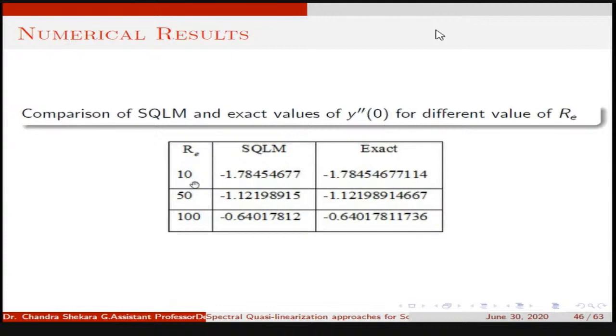Okay, y double dash of 0. So y double dash of 0, it is near the left wall. The exact values of skin friction are given like this with respect to different Reynolds numbers. For Reynolds number 10, you can check that almost 8 digits are the same. I just fixed the programming for 8 digits, so it is 8 digits, but it is exactly the same as this exact one. Similarly, this is at 50, so it is the same up to 8 digits. And this is at 100, up to 8 digits, it is the same.